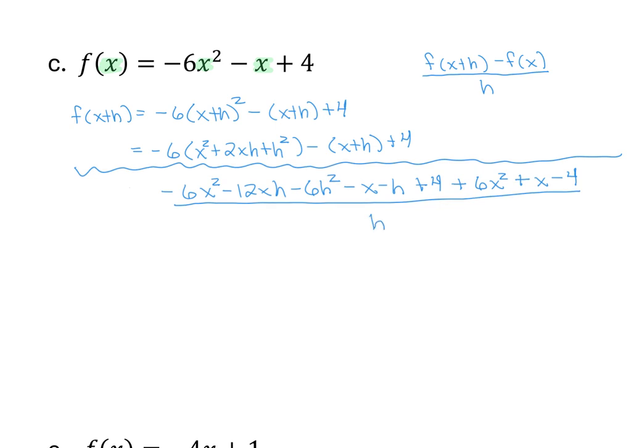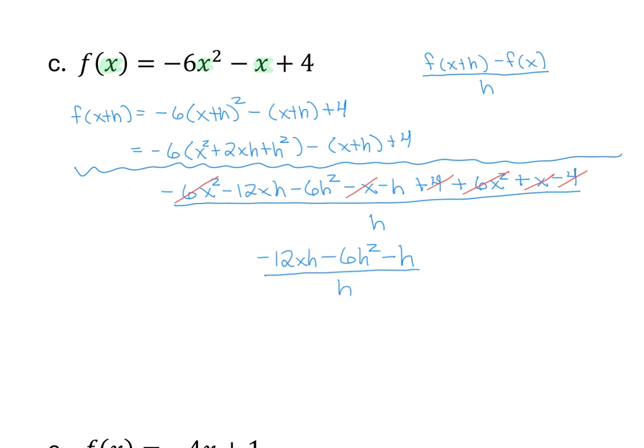All right, if we cancel out our like terms, we can cancel out the negative 6x squared, we can cancel out the x, and we can cancel out the 4. And what we are left with is negative 12xh minus 6h squared minus h over h.